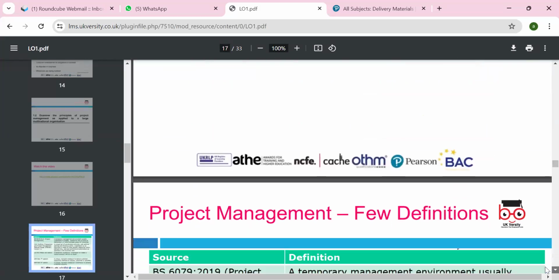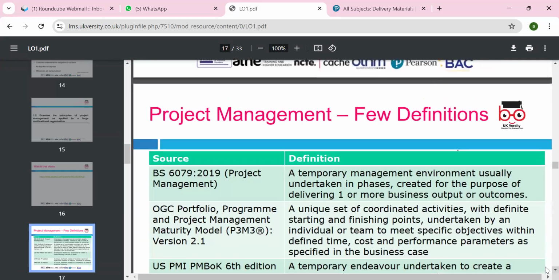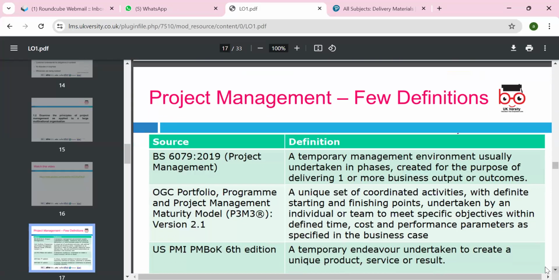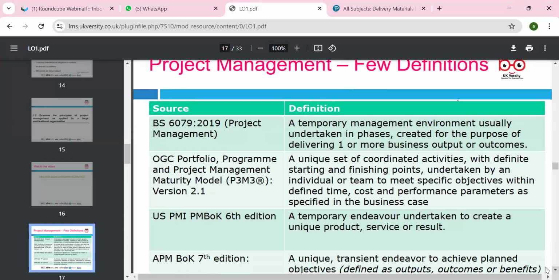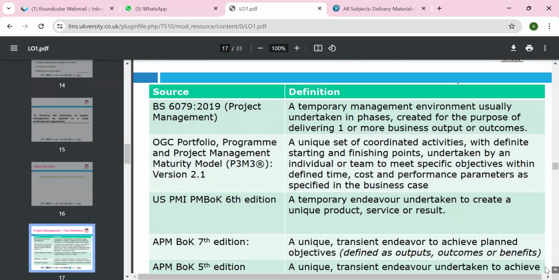Yes, so you've seen the importance of procurement in the project and how we can manage it. With project management, we can look at the different standards of the project. A temporary management environment usually undertakes the phases and creates the purpose of the delivery. So we can look at the business output, the portfolio, and the project management maturity model. Yes, a unique set of coordinated activities that define the start and the end, achieving the key project objectives: time, cost, and quality. Those are the key parameters in project management.